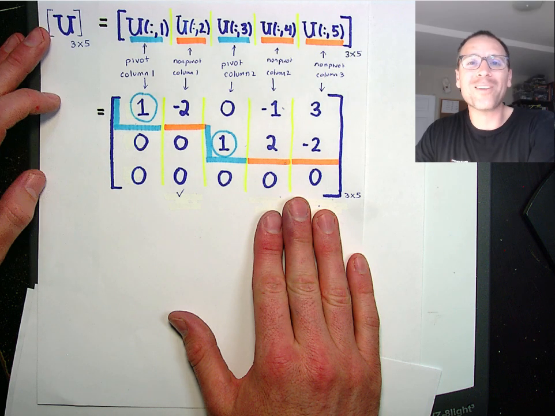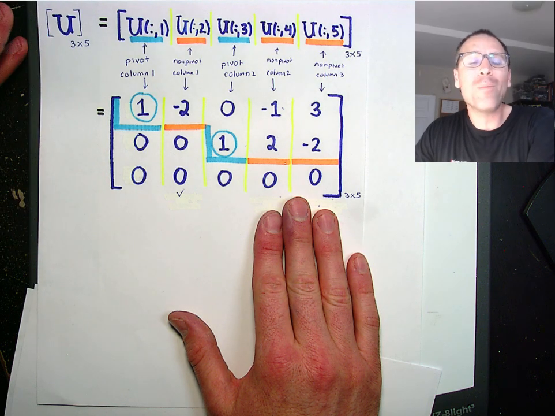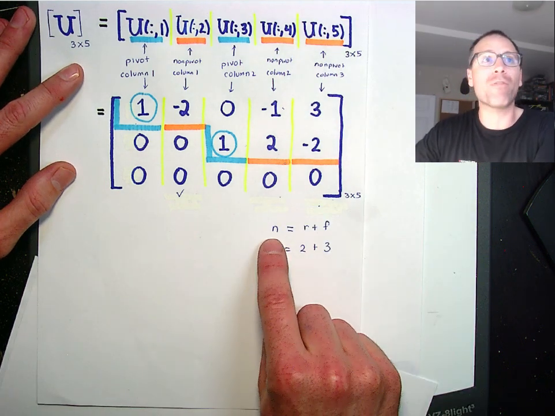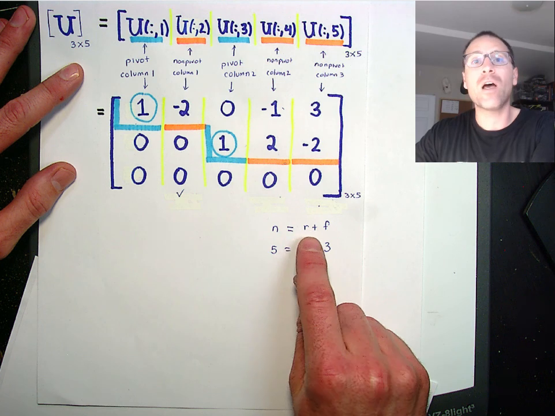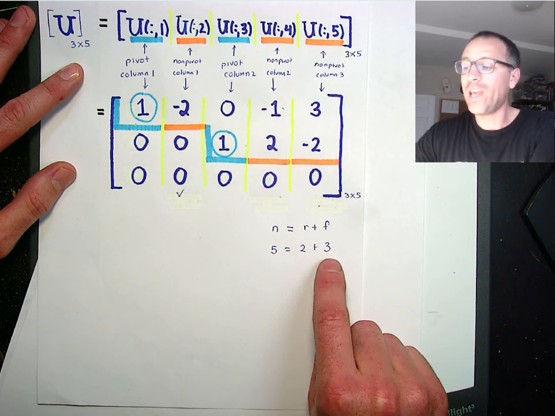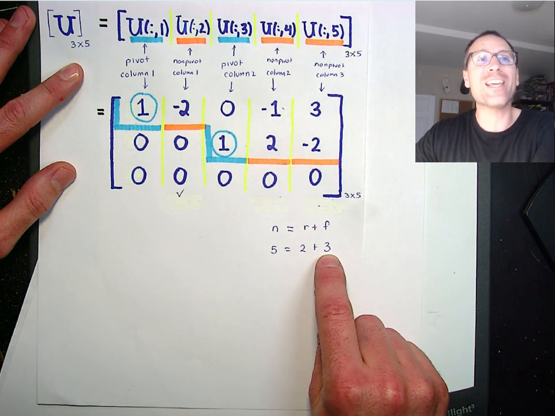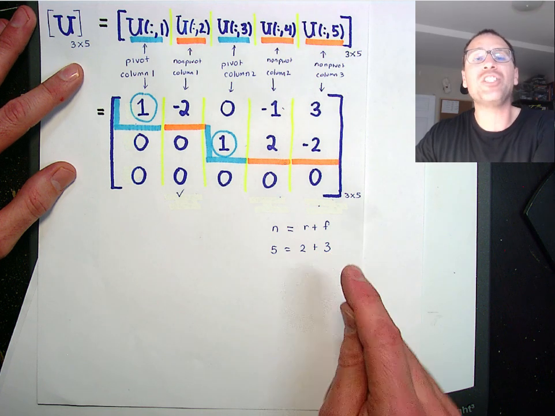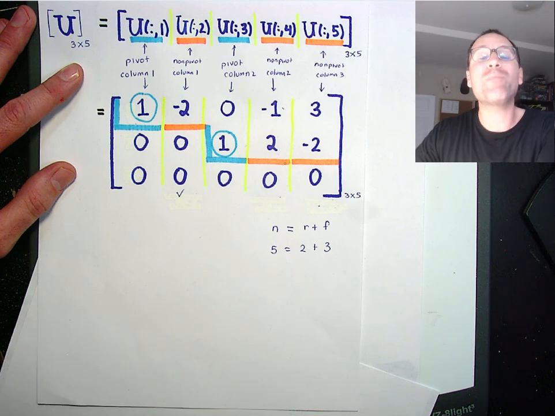You astute viewers out there might be thinking to yourself, well, how many of these special solutions do we expect? Of course, we said that the number of columns is equal to the number of pivots plus the number of non-pivots. We have done 2 non-pivots. We expect 3 total because each non-pivot column generates its own special solution.